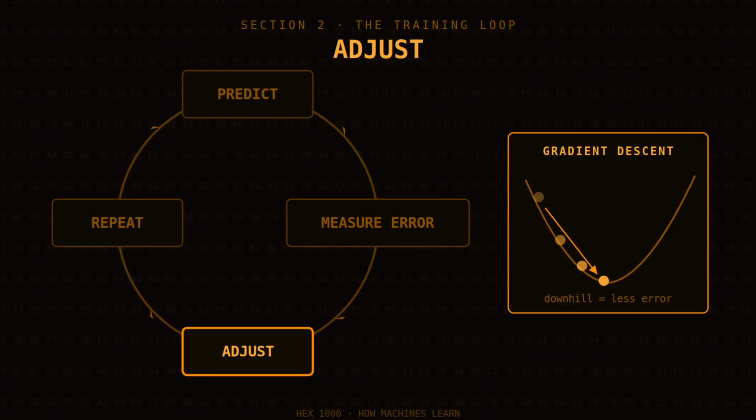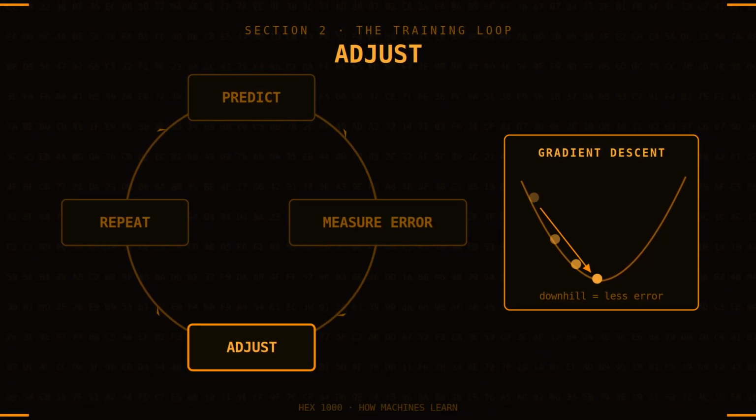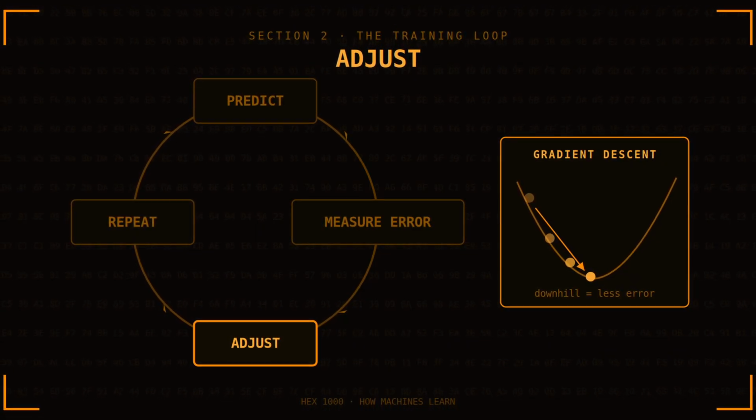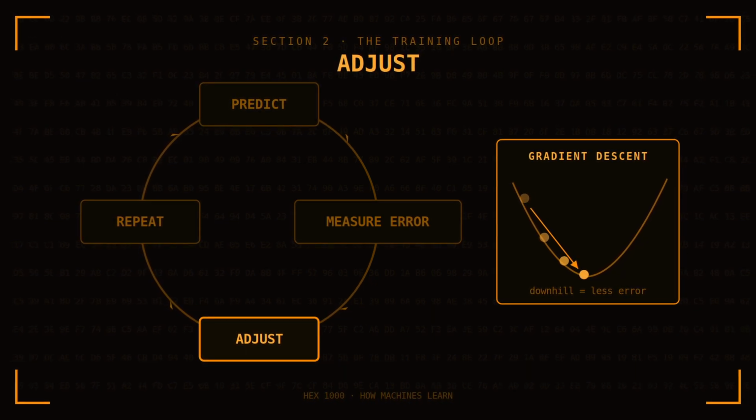Then, it nudges every parameter, just slightly, in that direction. This is called gradient descent. And the nudging mechanism, the method that figures out which way to push each of the billions of parameters, is called backpropagation. Let me make the gradient descent intuitive.